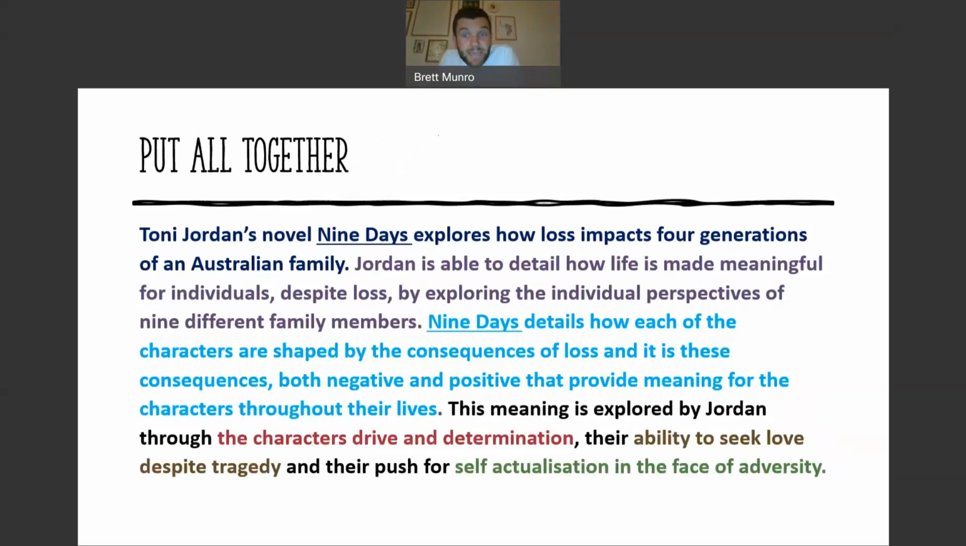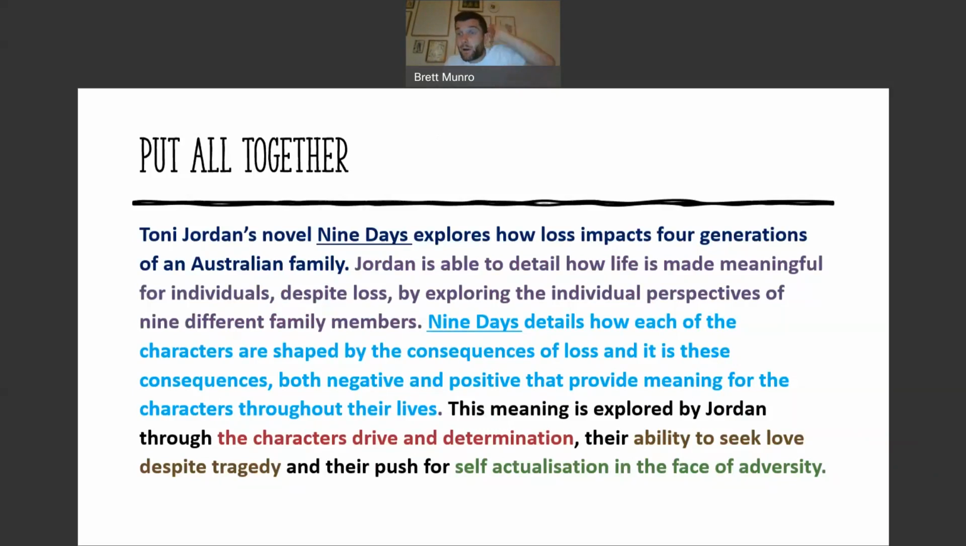Tension. 9 Days details how each of the characters is shaped by the consequences of love, and it is these consequences, both positive and negative, that provide meaning for the characters throughout their lives. This meaning is explored by Jordan through the characters' drive and determination, their ability to seek love despite tragedy, and their push for self-actualization in the face of adversity.